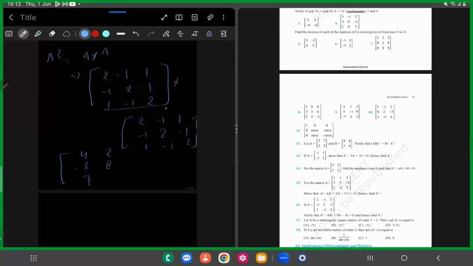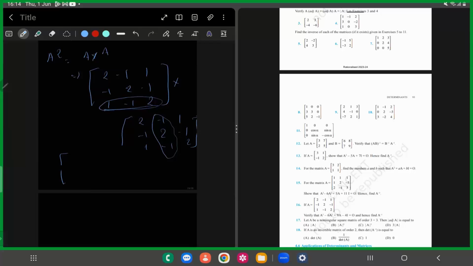And for the last term, we need to multiply these two. So we get minus 3, and for this 2 plus 1 plus 2, so this is again 5. Oh no. Sorry, I think I've taken the matrix of a different question. Let's check our matrix once again. So this is 2, minus 1, 1, minus 1, 2, minus 1, 1, minus 1, and 2. Okay, so the matrix is correct.